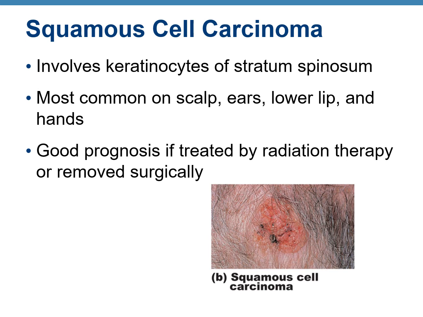Squamous cell carcinoma, the second most common type of skin cancer, involves keratinocytes in stratum spinosum. Most common on scalp, ears, lower lip, and hands. Also good prognosis if treated with radiation therapy and removed surgically. So you can see that cells that divide and form tumors are cells of the basal layer and cells of stratum spinosum, because cells in a more superficial layer are dead cells. Cells in granulosum, lucidum, corneum are dead, so they cannot divide, and as a result, they cannot form tumors.